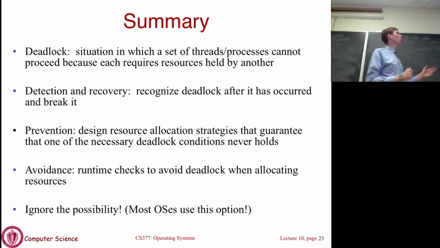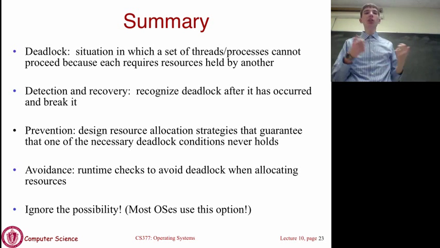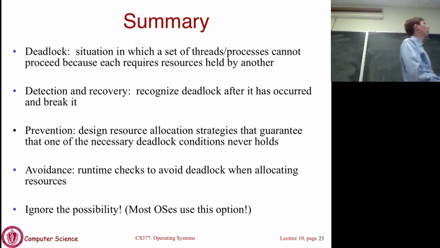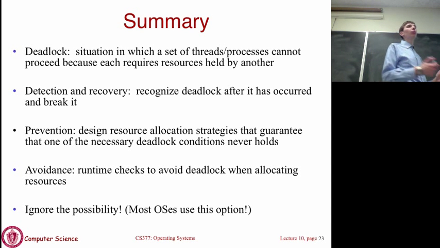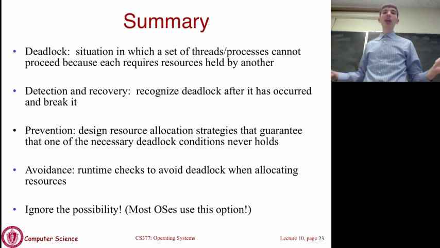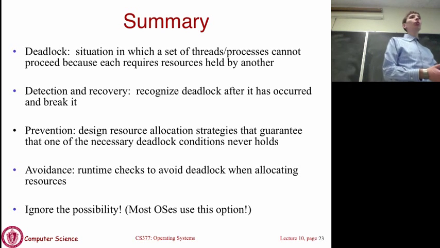So remember, we're talking about deadlocks where you have a bunch of threads or processes, and they can't proceed because they require resources held by another. And we talked about 3 different strategies for dealing with those. We have deadlock detection and recovery, which is sort of the least restrictive approach, where you're saying, I'm not going to do anything about preventing deadlocks, and then when they do occur, I'm just going to try to first detect them and then recover from them.